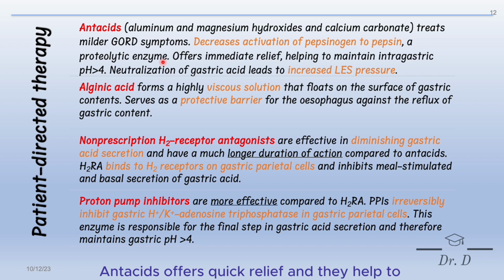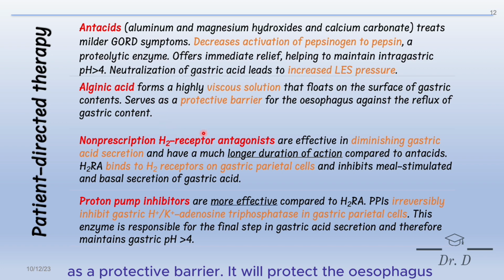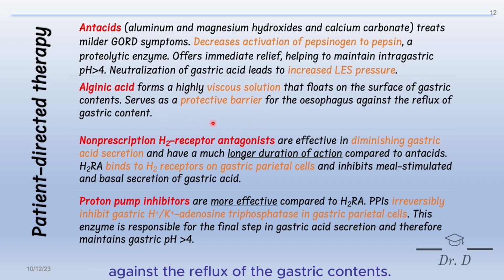Antacids offer quick relief, and they help to maintain the intragastric pH above 4. They neutralize the acid, and this also leads to an increased pressure of the lower esophageal sphincter. Another common agent used is alginic acid, which forms a highly viscous solution that floats on the surface of gastric contents, so it serves as a protective barrier. It will protect the esophagus against a reflux of the gastric contents.